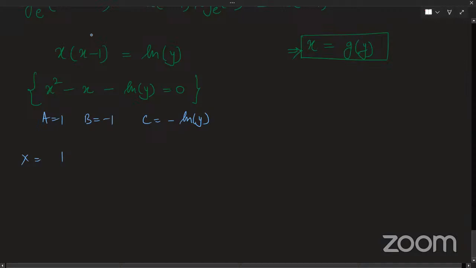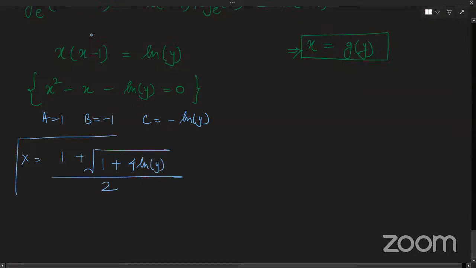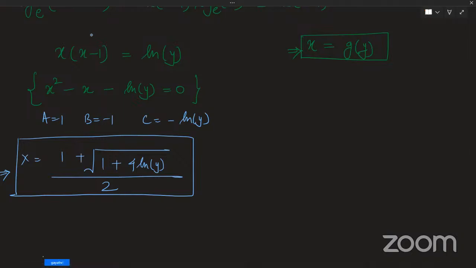So tell me, what will my x be equal to? x is equal to minus b, that is 1, plus under root b square, that is 1, minus 4ac, whole divided by 2a, right? Any doubts? So tell me, what will be my f inverse of x?